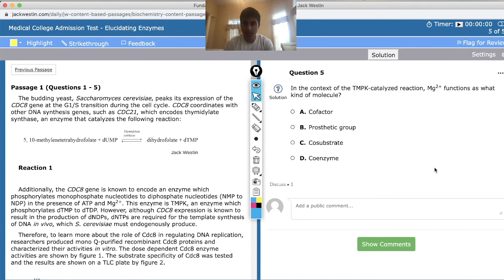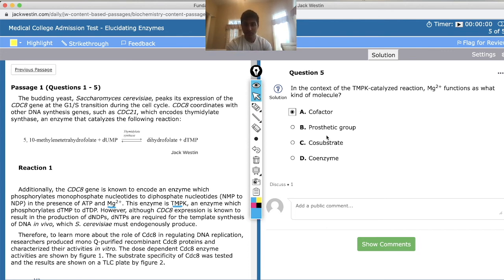And the last question: in the context of the TMPK catalyzed reaction, magnesium ion functions as what kind of molecule? So magnesium is required for the TMP kinase to work. So when you need a metal ion on the enzyme for the enzyme to work, this is called a cofactor. So whenever a metal ion is needed for the enzyme to work, that is called a cofactor. You need to know that fact.